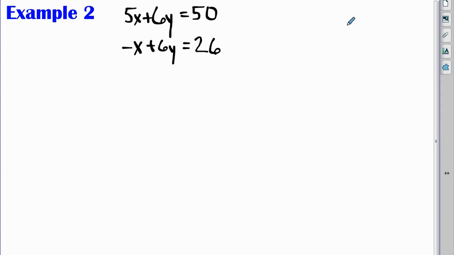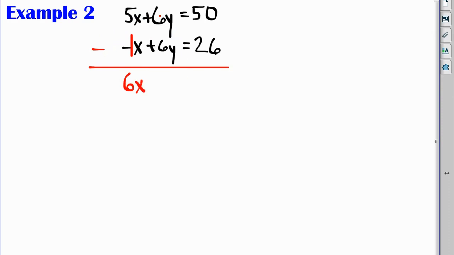Okay, here's another example to take a look at. In this system, notice that we have the exact same coefficients on the y value. So to eliminate them, it would make more sense to subtract, right? Whenever they have the same sign, that's when you can subtract to cancel them out. And this is a negative 1 in front of the x. So 5 minus negative 1, that's actually the same as 5 plus 1, so that's 6x. So just be careful with that.